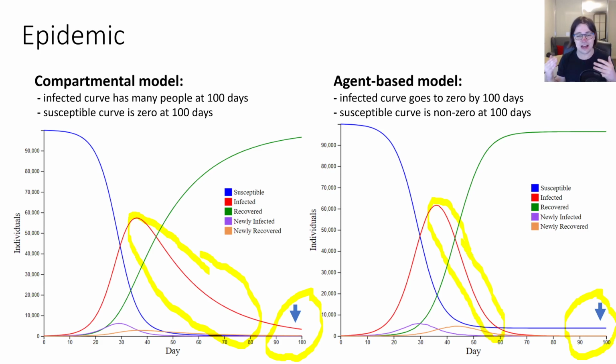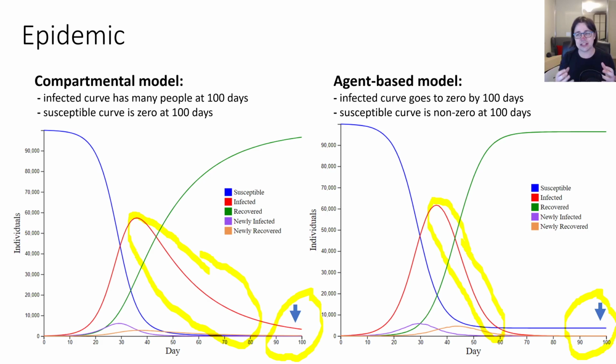And the reason why the infected curve looks so different, and the number of remaining susceptible is so different, is because the resolution of these infections is so different. In the agent-based model, people get infected, they start recovering at day 7, and 100% of people are recovered by day 21. But in the compartmental model, people are still infected all the way out to infinity. So you get this very, very different curve in both of these models.